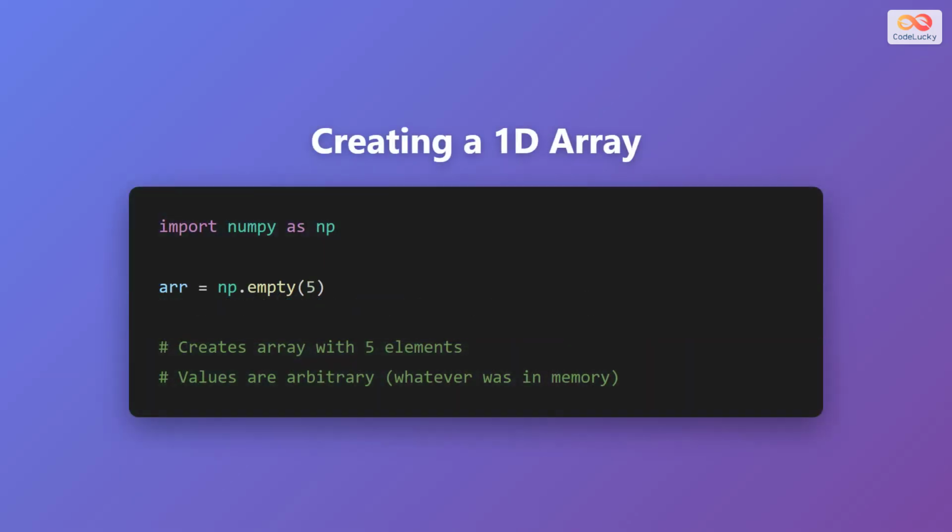To create a one-dimensional array, first import NumPy as np, then call np.empty with a single integer as the shape parameter. For example, np.empty(5) creates an array with 5 elements. The values in this array are arbitrary because they represent whatever data was previously in that memory location.